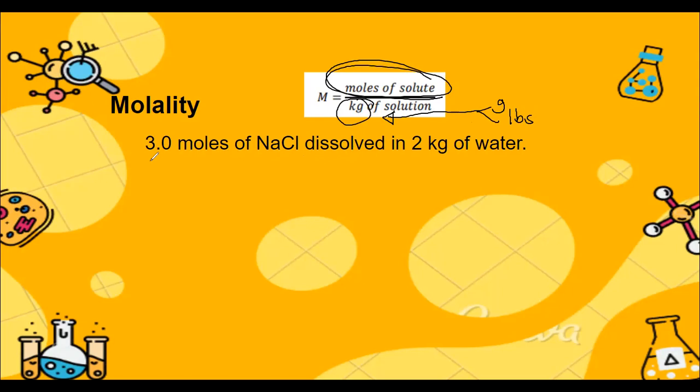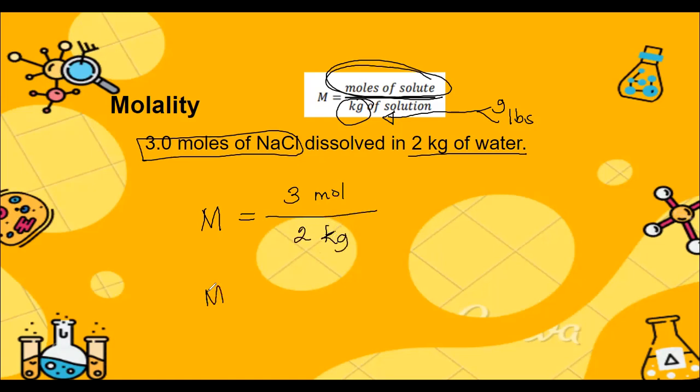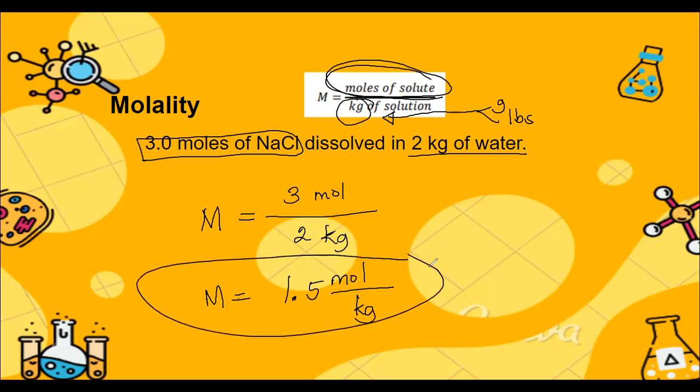So, we have 3 moles of sodium chloride dissolved in 2 kilograms of water. So, let us have the molality. Write 3 moles over 2 kilograms. And our answer is 3 divided by 2 is 1.5. And our unit for molality is mole per kilogram. So this is the concentration of our solution.